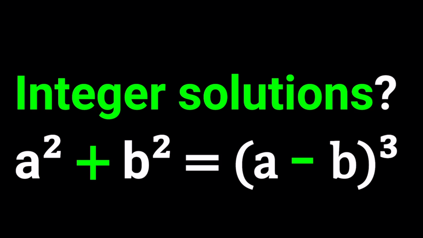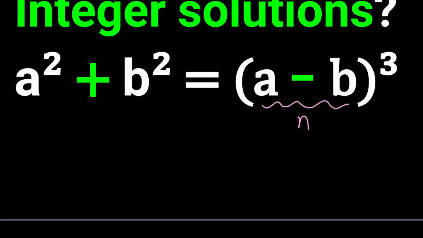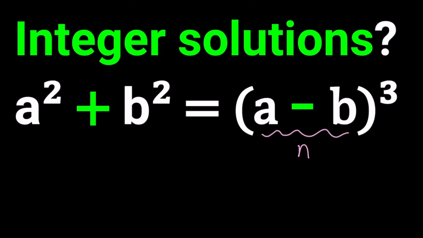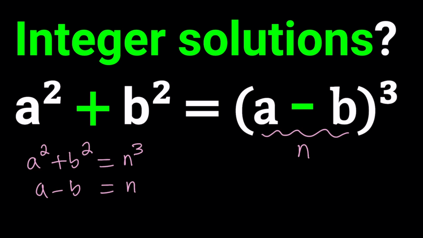So I'm going to start by setting a minus b equal to something. Since a and b are integers, a minus b will also be an integer, and I'm going to name that n. And once you do that, you're going to get another equation from here, which is a squared plus b squared equals n cubed. Awesome. We also know that a minus b is equal to n.